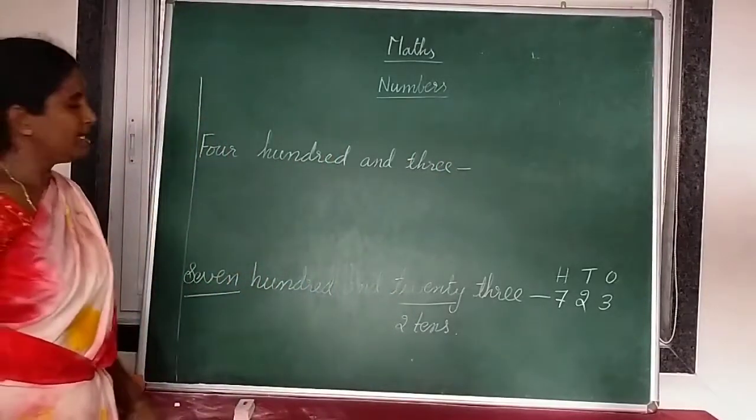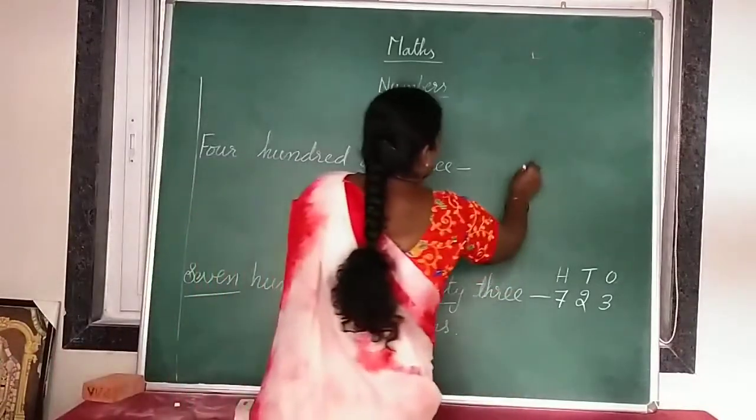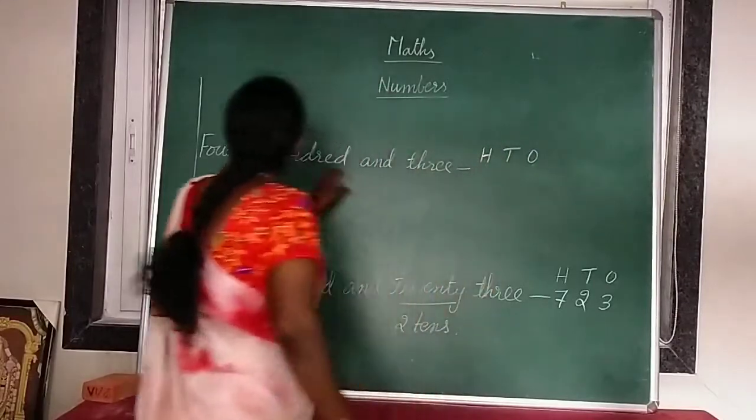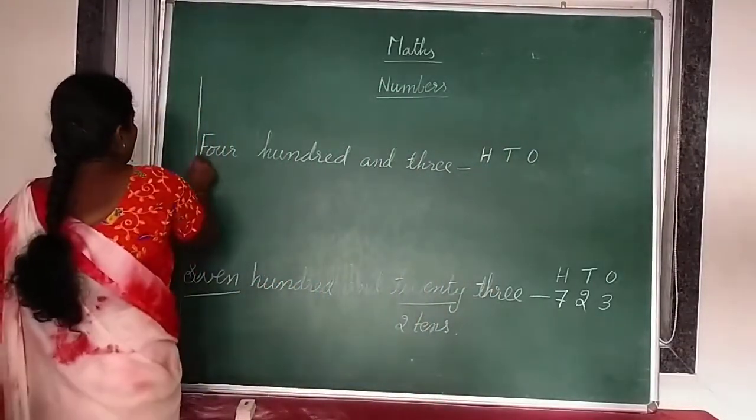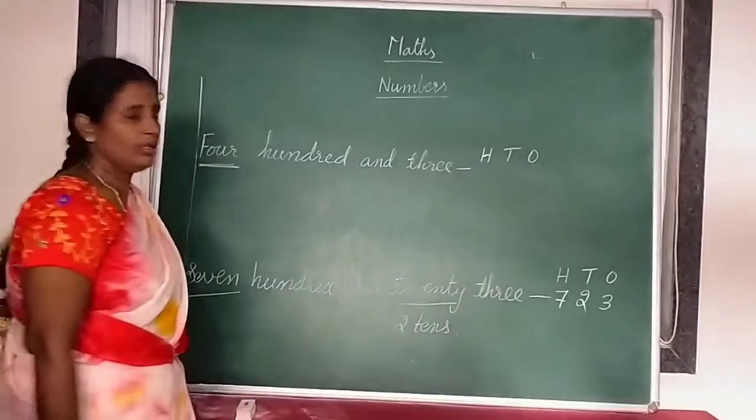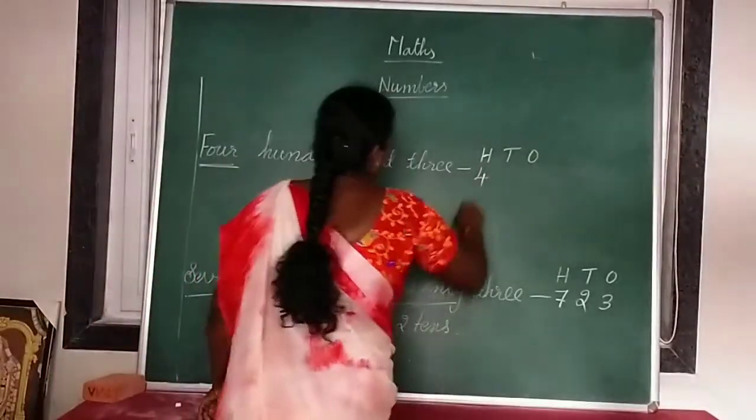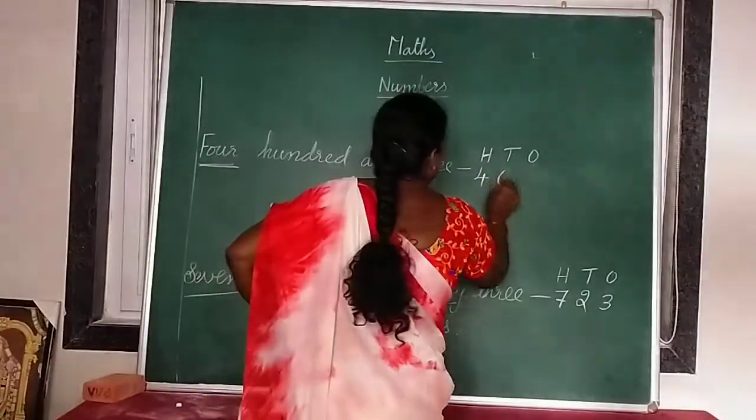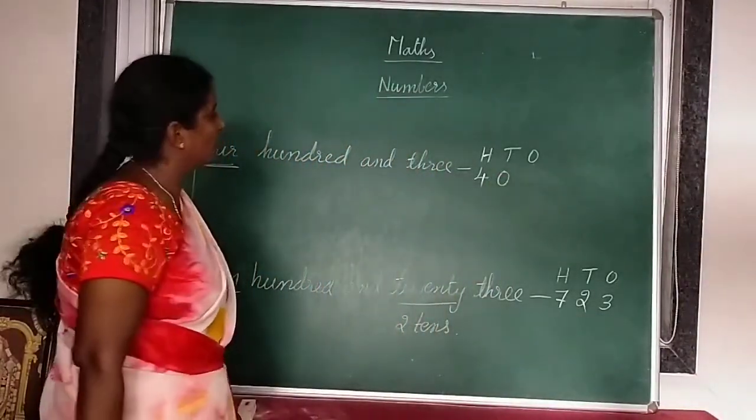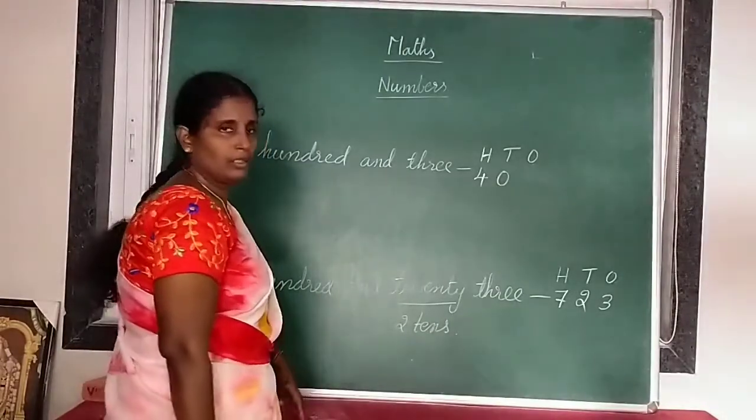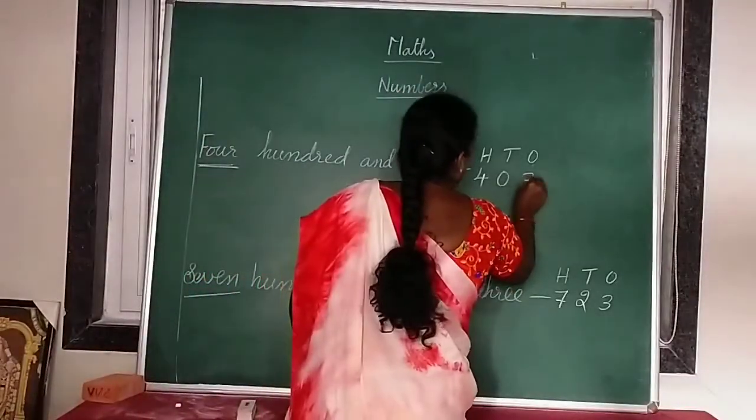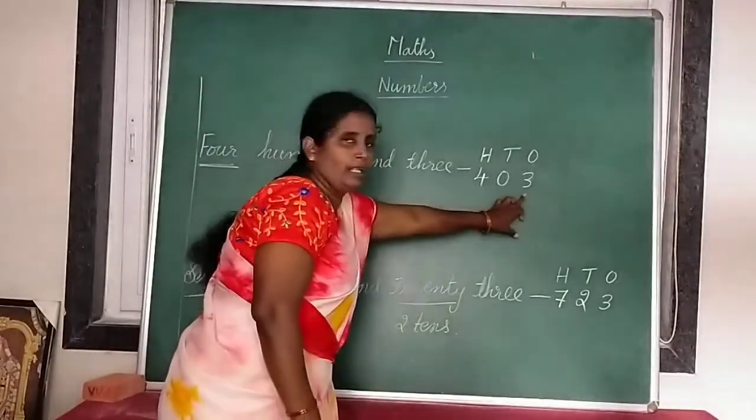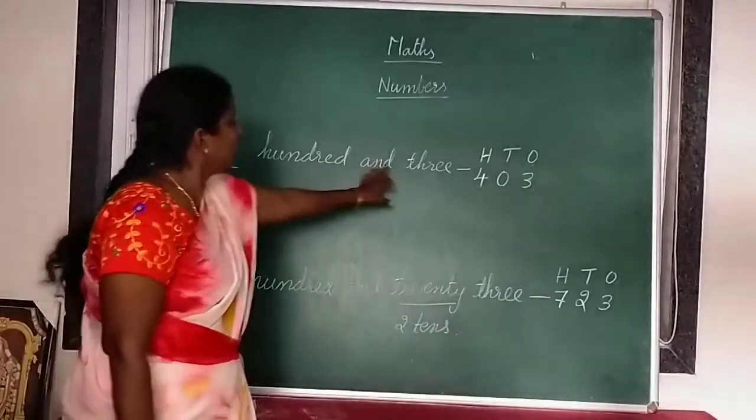Here same we have to write the place values. Ones place, tens place, hundreds place. So how many hundreds are there? 4. How many tens are there? Yes, no tens. So 0 in tens place. Very good. How many ones are there? 3 ones. So 3 under ones place. It is nothing but 403. Is it right? 403.